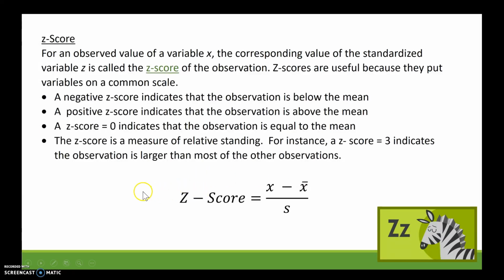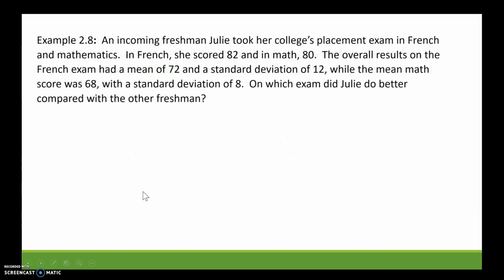So let's look at an example here. An incoming freshman took her college placement exam in French and mathematics. In French, she scored an 82 and in math an 80. The overall results on the French exam had a mean of 72 and a standard deviation of 12, while the math mean score was 68 and a standard deviation of 8. So the question is, which one did she do better on compared to other freshmen?